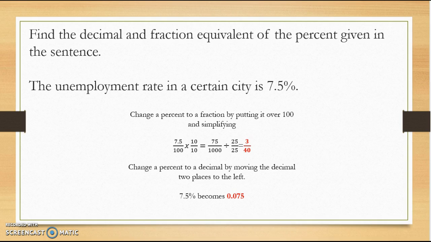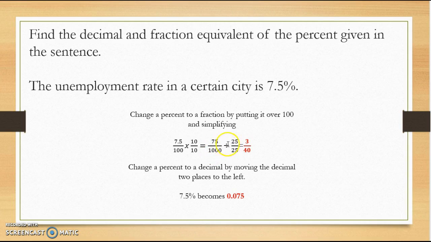So I did the fraction first. The first thing you're going to do is just put it over 100. So 7.5 over 100. Then we're going to simplify. First thing I want to do is get rid of that decimal place. So I multiplied top and bottom by 10. So whatever you do to the top, you do to the bottom. That gives me 75 over 1,000.